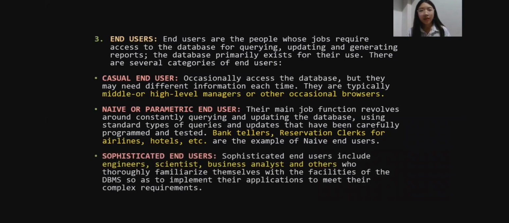The third end users are the sophisticated end users. Sophisticated end users include engineers, scientists, business analysts, and others who thoroughly familiarize themselves with the facilities of the DBMS so as to implement their applications to meet their complex requirements. So let us remember that sophisticated end users are the engineers, scientists, business analysts, and others because they thoroughly familiarize themselves with the facilities of the DBMS.